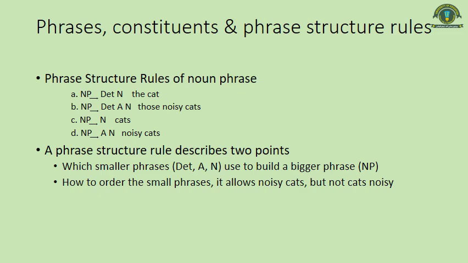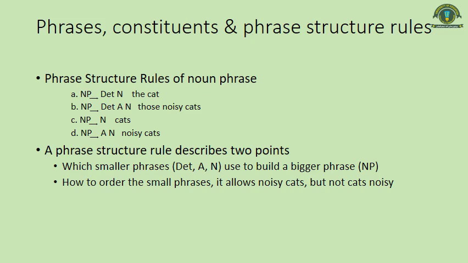In English, a noun phrase is a determiner followed by a noun, or a determiner followed by an adjective followed by a noun, or a single noun. We can say these are the phrase structure rules describing noun phrases. These are also the constituents, the syntactic categories which are made by phrase structure rules.